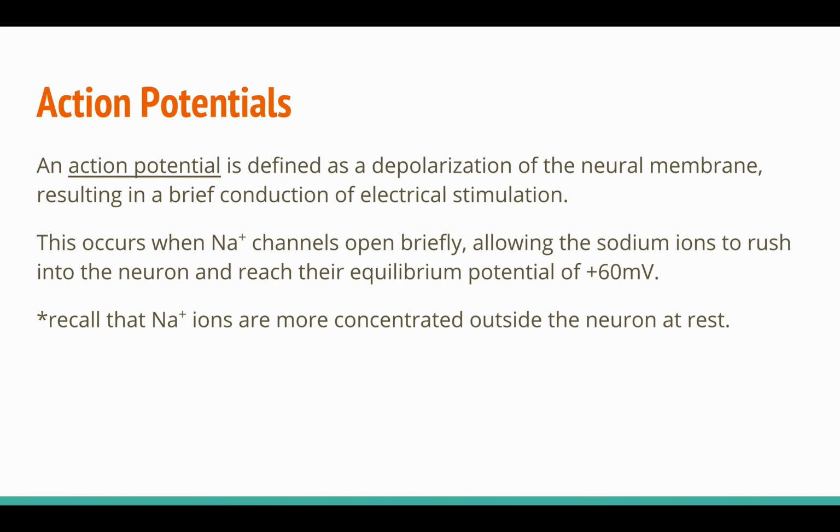That peak that you saw in the graph corresponds to the rush of sodium ions into the neuron, causing the neuron to depolarize and fire an action potential. An action potential is defined as a depolarization of the neural membrane, resulting in a brief conduction of electrical stimulation. Again, this occurs when sodium channels open briefly, allowing the sodium ions to rush into the neuron and reach their equilibrium potential of positive 60 millivolts. Recall that sodium ions are more concentrated outside the cell at rest.